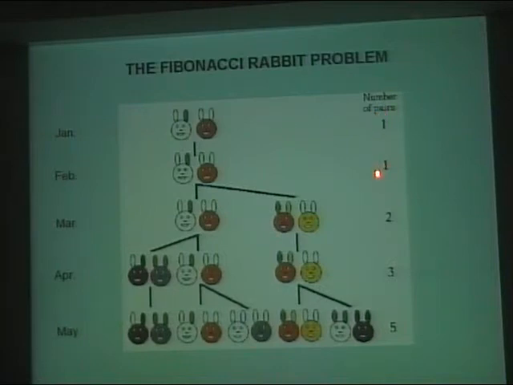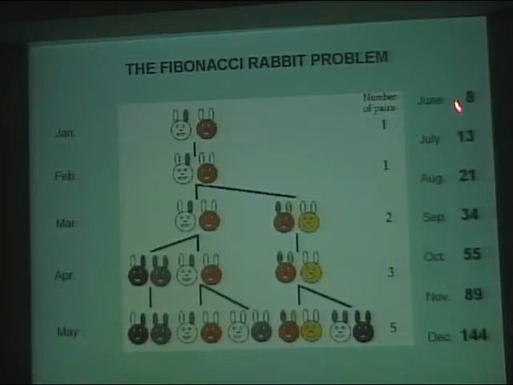1 plus 1 equals what? 2. 1 plus 2 equals what? 3. 2 plus 3 equals what? 5. So by June, how many pairs of rabbits are there going to be? 8. By June 8, July 13, August 21, September 34, October 55, November 89, and December 144, which is rather nice because December is the 12th month, and 144 is the square of 12. But that's just an accident, I think.